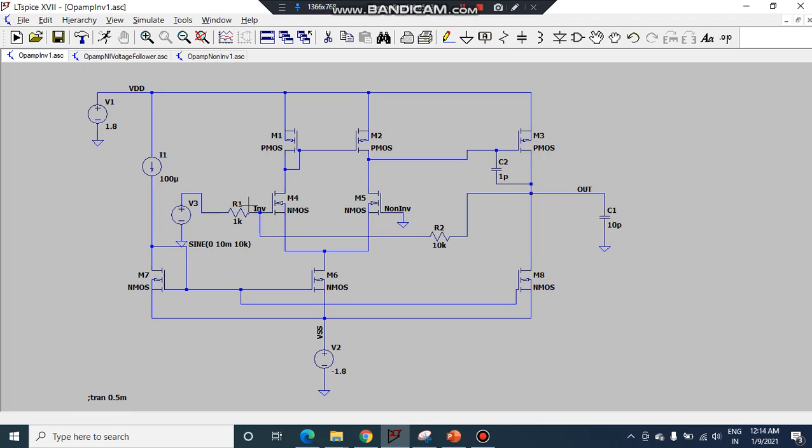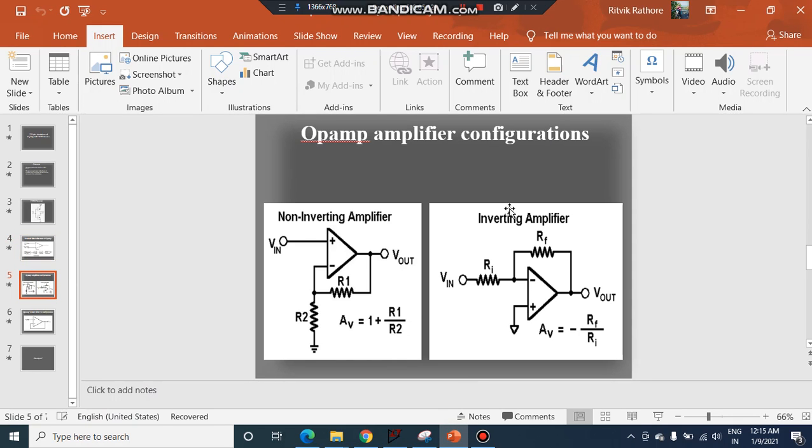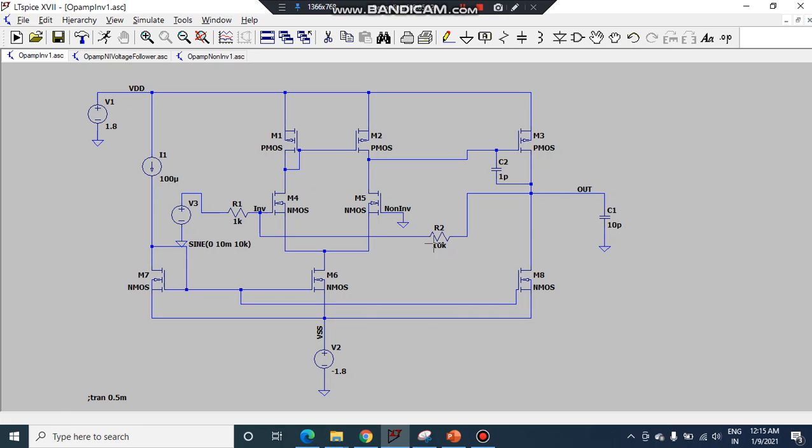Similarly, we can figure out that this terminal will be working as an inverting terminal. Now, if we see the basic configuration of an inverting amplifier, we have a feedback resistance from output to the inverting node, and then we have a resistance through which input is applied. So the same thing is done here in schematic.